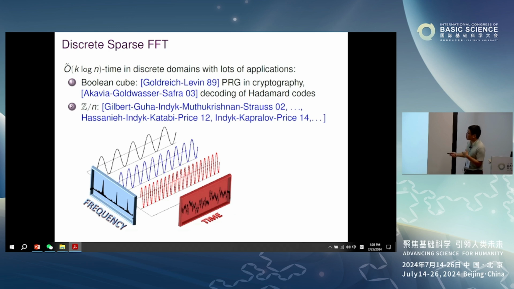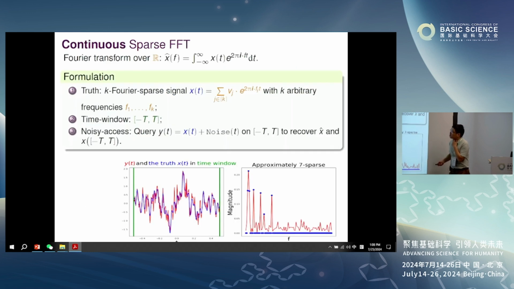I do not have time to go over this, but I just want to say this problem has rich connections to many areas in computer science. And in the cyclic group, Hassanieh, Indyk, Katabi, and Price obtained a very efficient algorithm, which has lots of applications in signal processing, like GPS or wireless transmission. Okay. So in this talk, we will focus on the continuous setting.